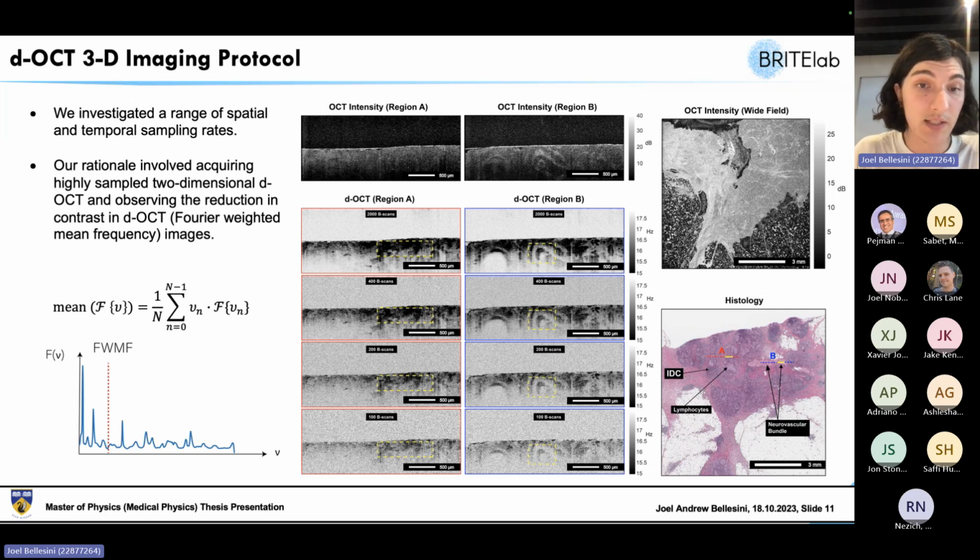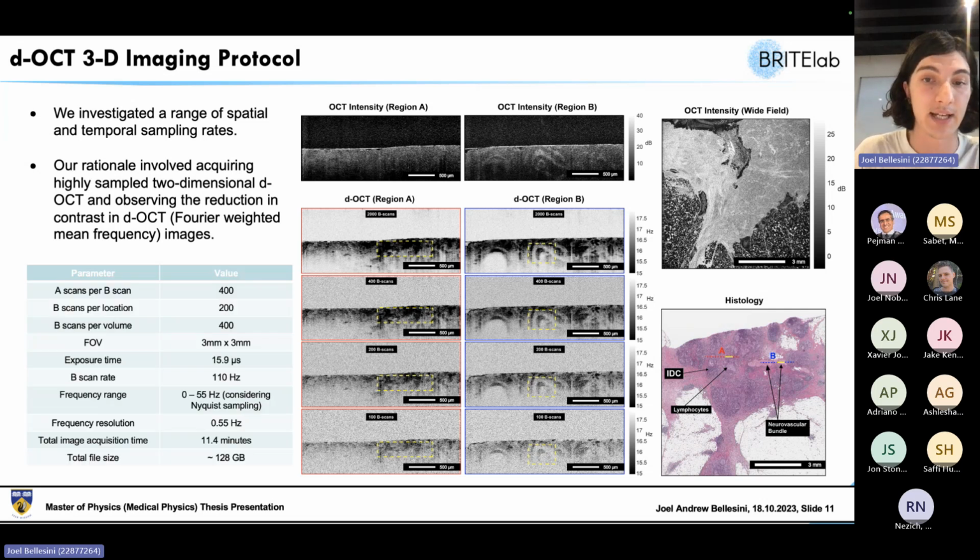So what we can do is we can look at this and we can make the decision at what point contrast is cut off to a considerable extent. And then we derive the following set of optimal imaging parameters for three-dimensional dynamic OCT, in which at 200 B scans per location, we chose due to decision that sufficient contrast was obtained. And this places our total image acquisition time at 11.4 minutes, which resides within our clinical timeframes.